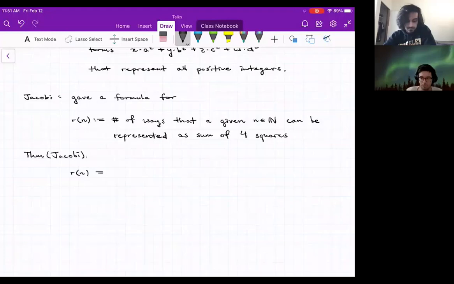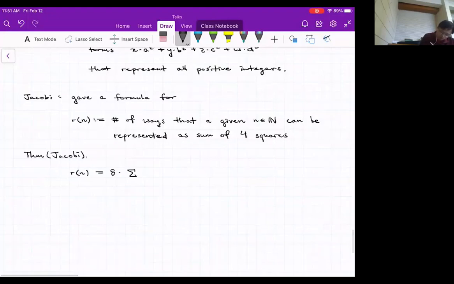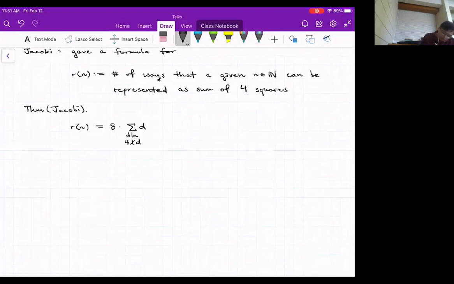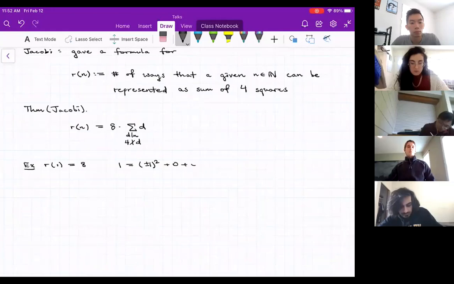the divisor function, but with a slight twist. You take the divisor function, but you also want to exclude all divisors of n that are a multiple of four. So for instance, R of one is equal to eight in this case. So one can be written as a sum of four squares eight different ways. When I say different ways of representing a number as a sum of four squares, I mean as a vector, as an ordered tuple. So this is really counting one as plus or minus one squared, or you can shift it around.